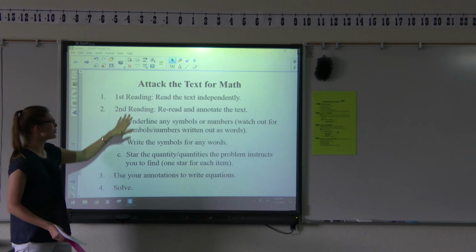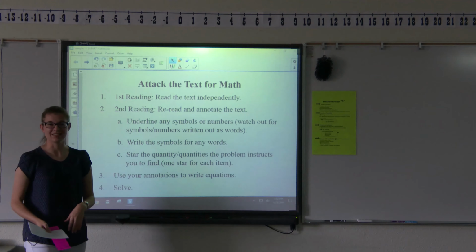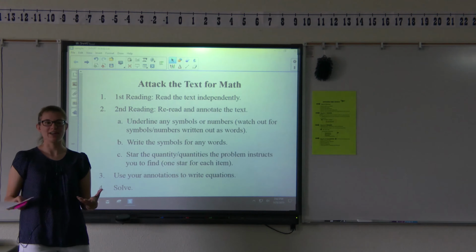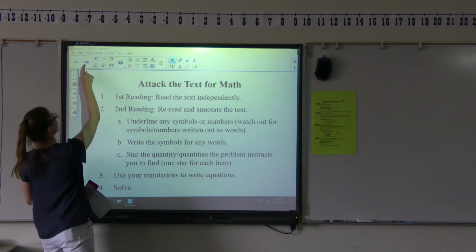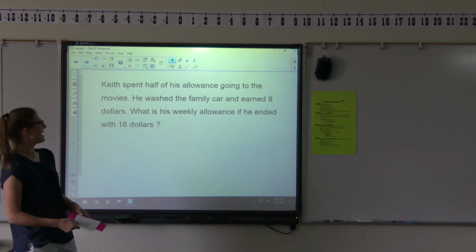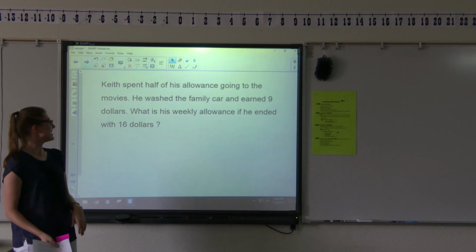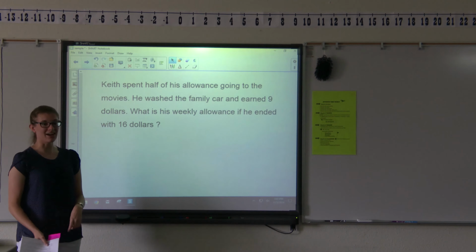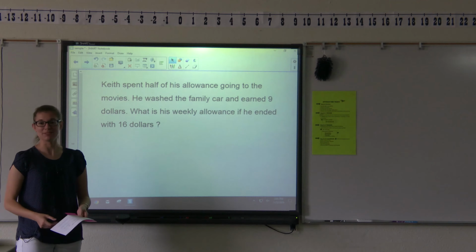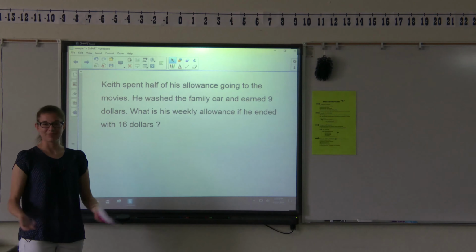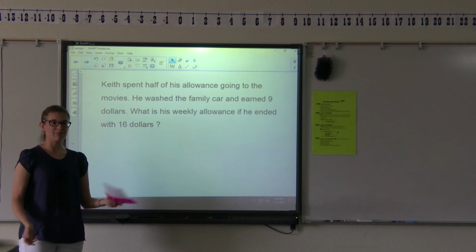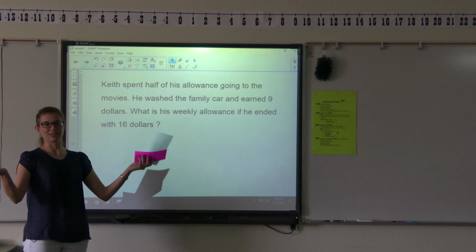So we go into first reading, read the text independently. This is to give the students an idea of what it is they're going to be dealing with. For example, Keith spent half of his allowance going to the movies. He washed the family car and earned $9. What is his weekly allowance if he ended with $16? Okay, Keith's got some money, he's spending money, earning money. What's his allowance?